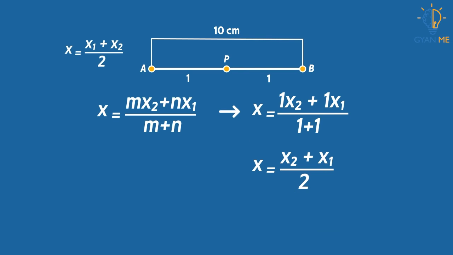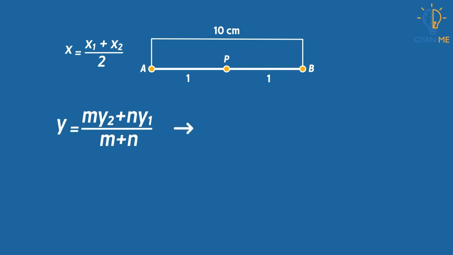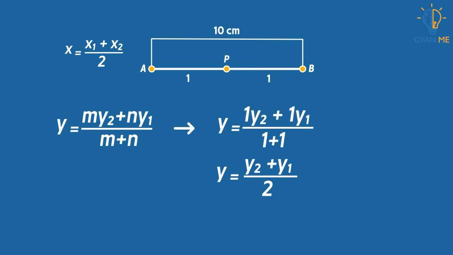Let's see for the second part. y is equal to my2 plus ny1 upon m plus n. Now as m is equal to 1 and n is equal to 1, after putting these values back in the equation, we get y is equal to 1 into y2 plus 1 into y1 upon 1 plus 1. On solving, we get y2 plus y1 upon 2. After rearranging the terms, we get y is equal to y1 plus y2 upon 2.